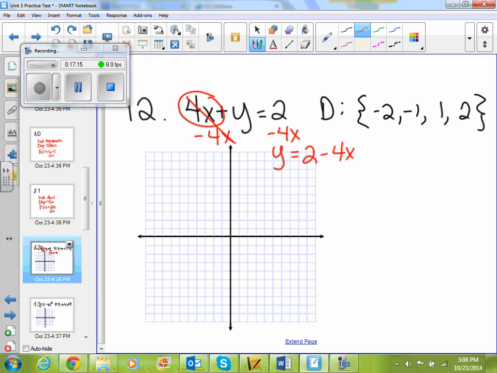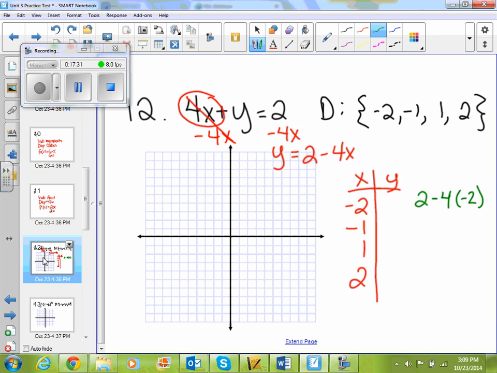Okay. Now I can make my table of values using my domain. So my domain was -2, -1, 1, and 2. Okay, and domains are your x's. So if I plug in -2, I get 2 minus 4 times -2. Well, a negative times a negative becomes a positive. So this would become positive. 4 times 2 is 8, and 2 plus 8 is 10. Okay, if I plug in -1, 2 minus 4 times -1. A negative times a negative is a positive. 4 times 1 is 4, so 2 plus 4 is 6.